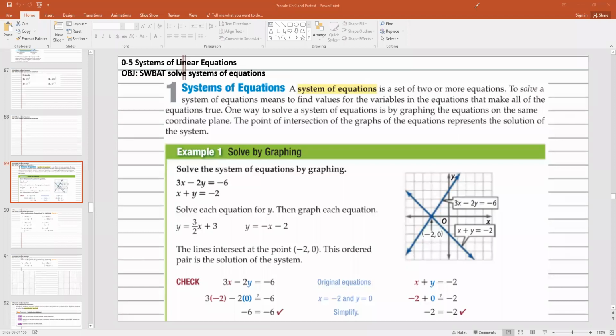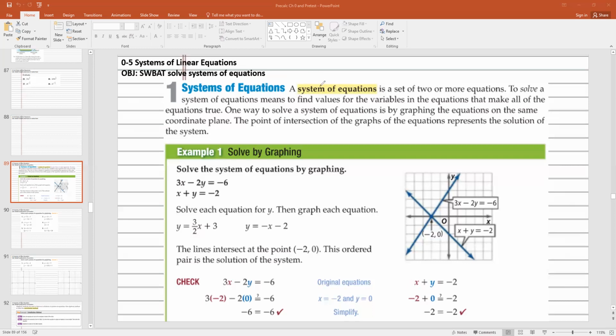All right, so here we have section 0.5, systems of linear equations. We'll solve systems of linear equations. We saw these since algebra 1. And then here we're going to start seeing linear equations with 3 variables. But today we're just going to work on the 2.